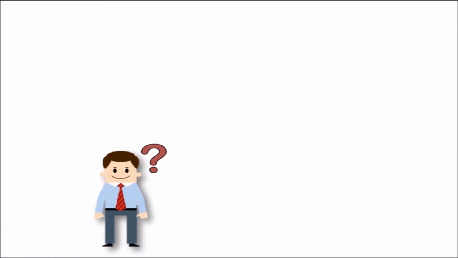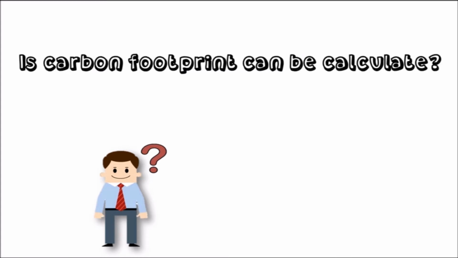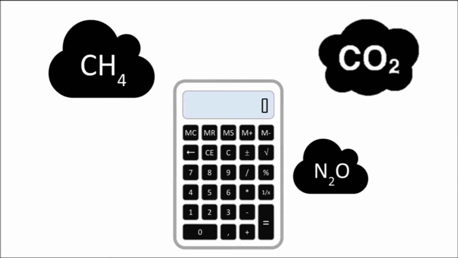The problem we now face is how to know how much CO2 you produce. Can a carbon footprint be calculated? The answer is yes. According to the GHG Protocol, a carbon footprint can be calculated, and this system works as a calculator that can calculate CO2 and other GHG emissions.